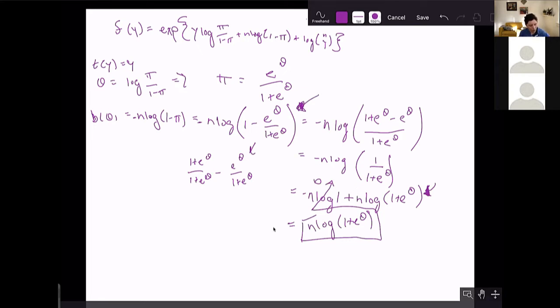I'll switch to another color because why not? So now if we want to calculate our b prime of theta, the n stays out, right? Because it's not part of the log. Yeah, you can treat that as a constant. And then you can use the chain rule to solve for this. Why don't you work that out and let me know if you have any questions?